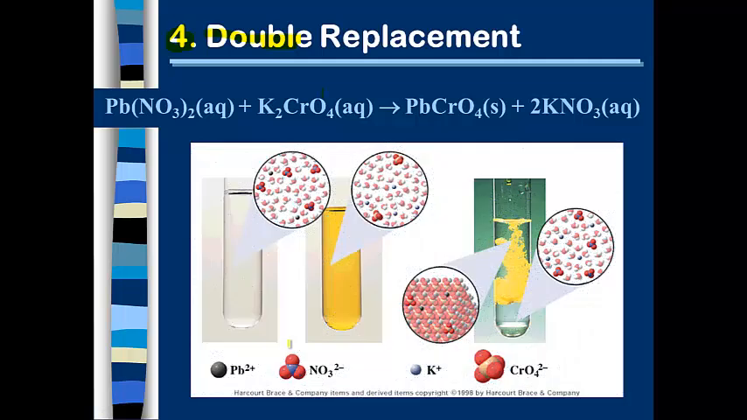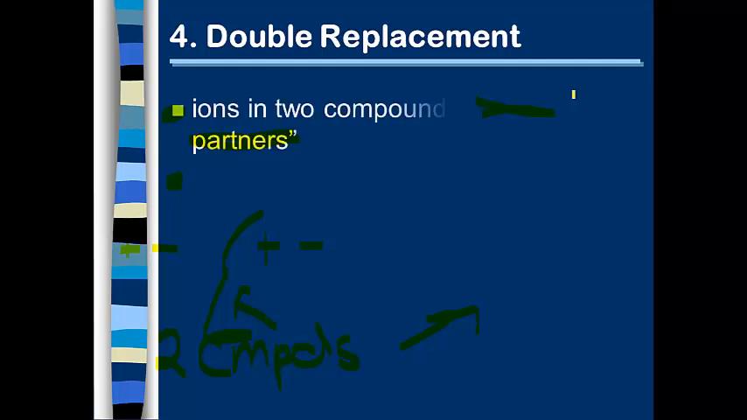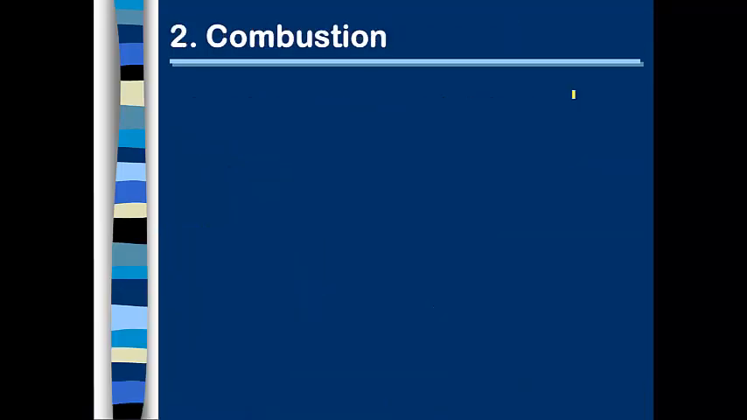If I come back here for just a second, here's an example where you have lead nitrate combining with potassium chromate, which is the yellow color. And then what you end up with is lead 2 chromate, which is a solid. It precipitates out of solution, so you know a reaction took place. And then you still have the potassium nitrate floating around. So that's an example. And here's my other slide.